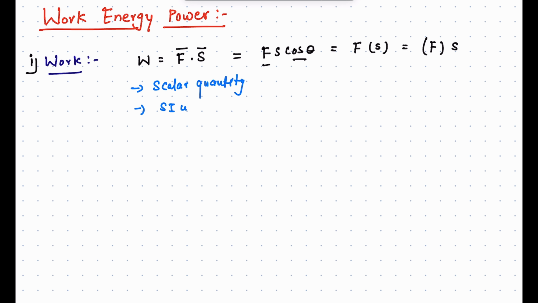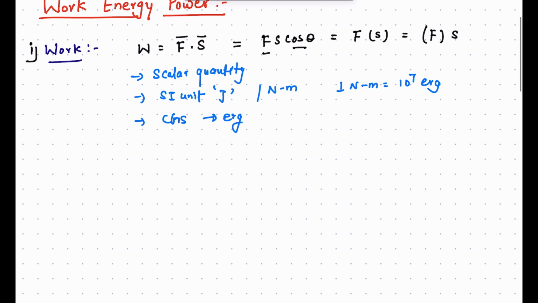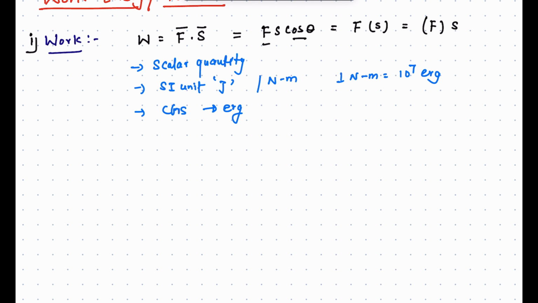The SI unit is joules, or otherwise the Newton meter, and the CGS unit is ergs, and we can state the relation between them. 1 Newton meter is basically 10 to the power 7 erg. So 1 joule is 10 to the power 7 ergs. One other unit of work is the calorie. We know that 1 calorie is 4.18 joules. Okay, these are the units.